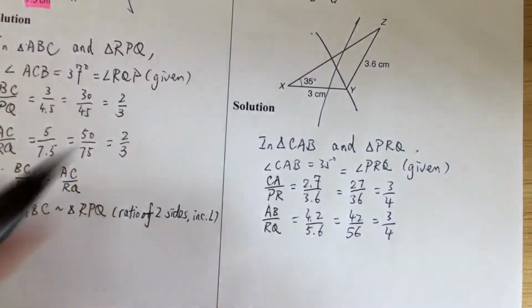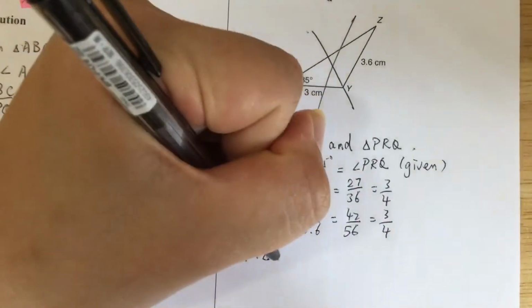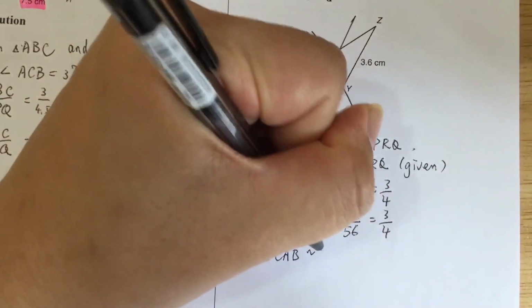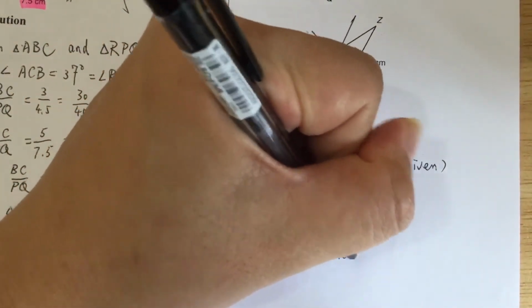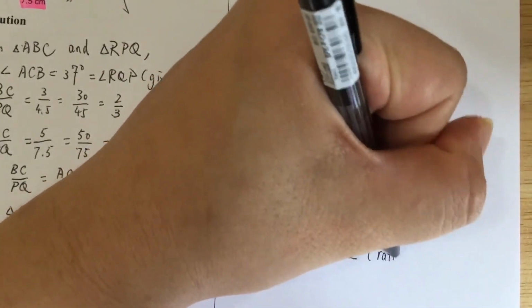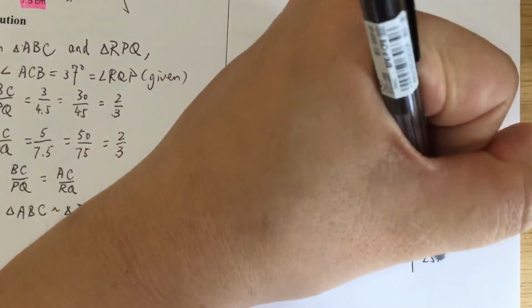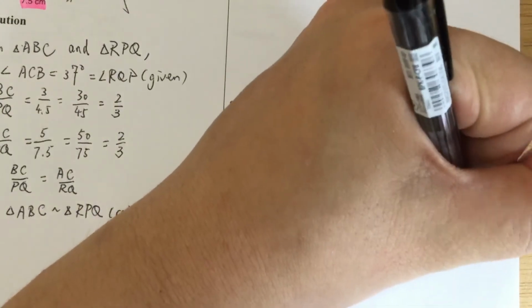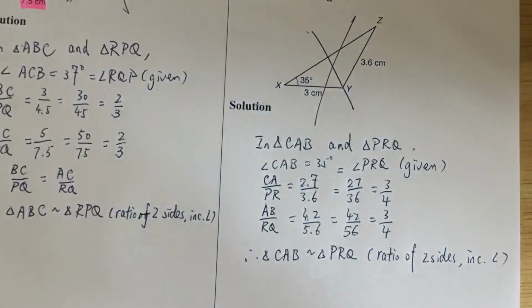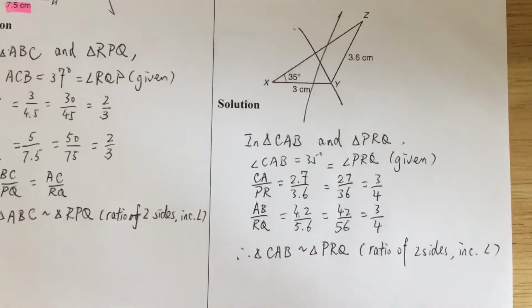So you will say these two triangles are similar. Triangle CAB is similar to triangle PRQ. We have ratio of two sides, included angle. Okay, so we have two similar triangles. So we have finished these questions.